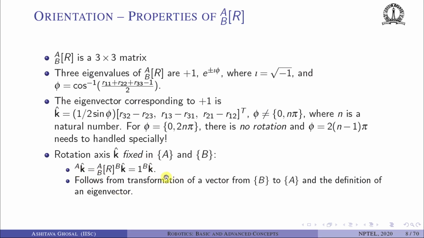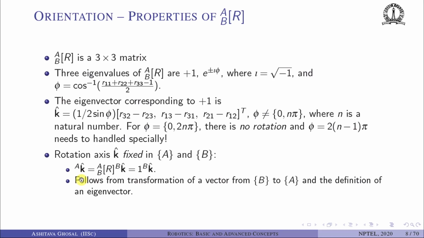So this follows from the definition of an eigenvector and also from the definition of transformation of a vector from B to A. Okay, so what does this mean? It means that this eigenvector, which we have found, k, is the same either in the A coordinate system or the B coordinate system. So when I orient the object or rotate the object from A to B, there is a vector k which remains fixed.